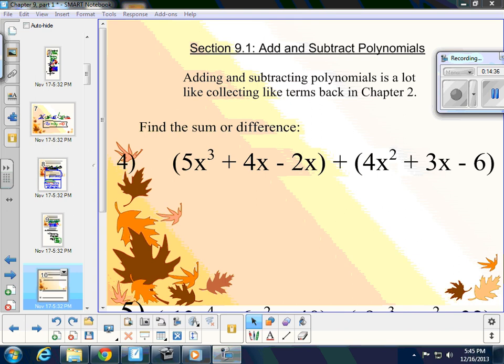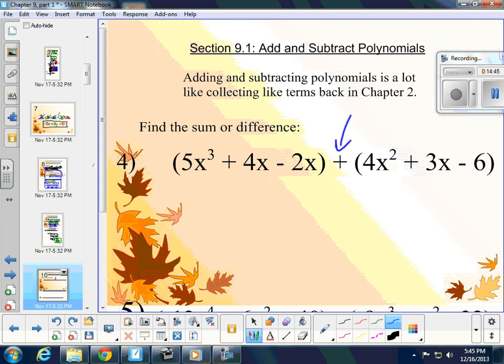I'll go through one more here just as a reminder that, again, we're not always subtracting. You have to determine for each problem, are you subtracting or adding? So in this one, this is addition. So I don't have to change any signs at all. It's just like collecting like terms from this point.